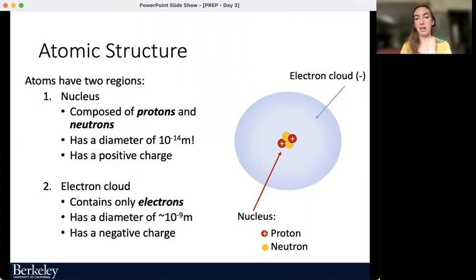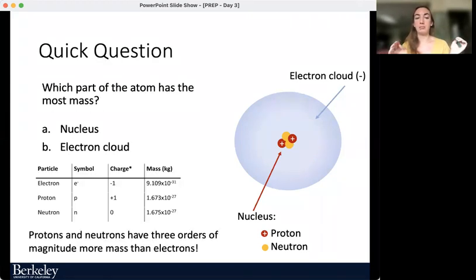Just to go back, because someone asked, I think this is the slide you wanted to see. The nucleus is protons and neutrons and is positive and tiny. The electron cloud is much bigger, it's negative, it contains only electrons. Because electrons weigh so much less than protons and neutrons, most of the mass is concentrated in the nucleus. Does anybody who thought that most of the mass was in the electron cloud have any questions, or does this make sense now?